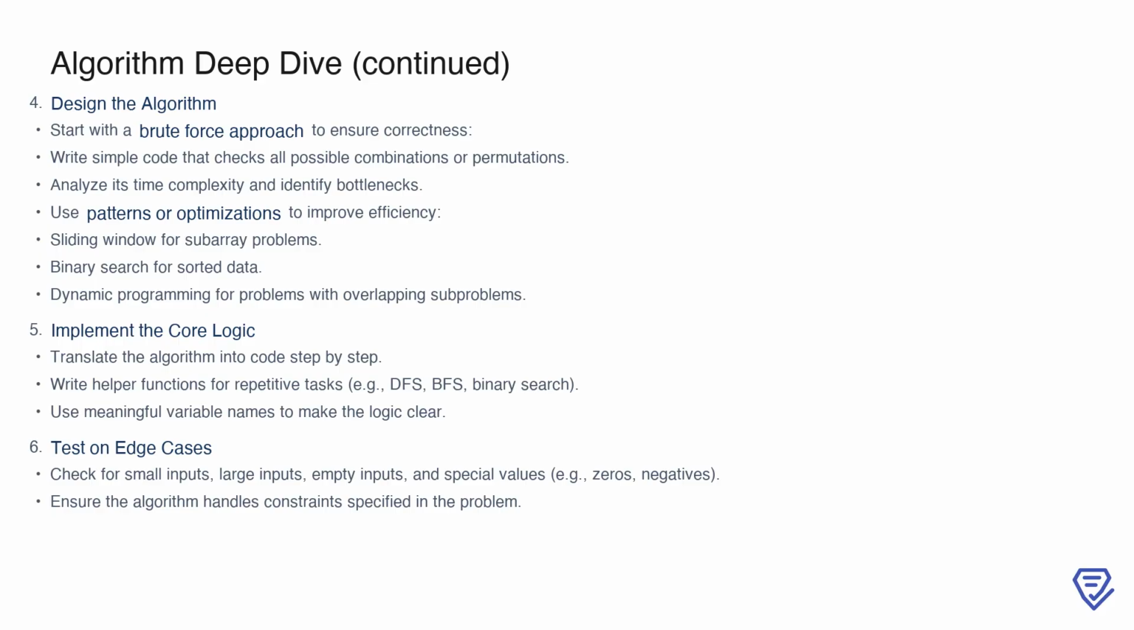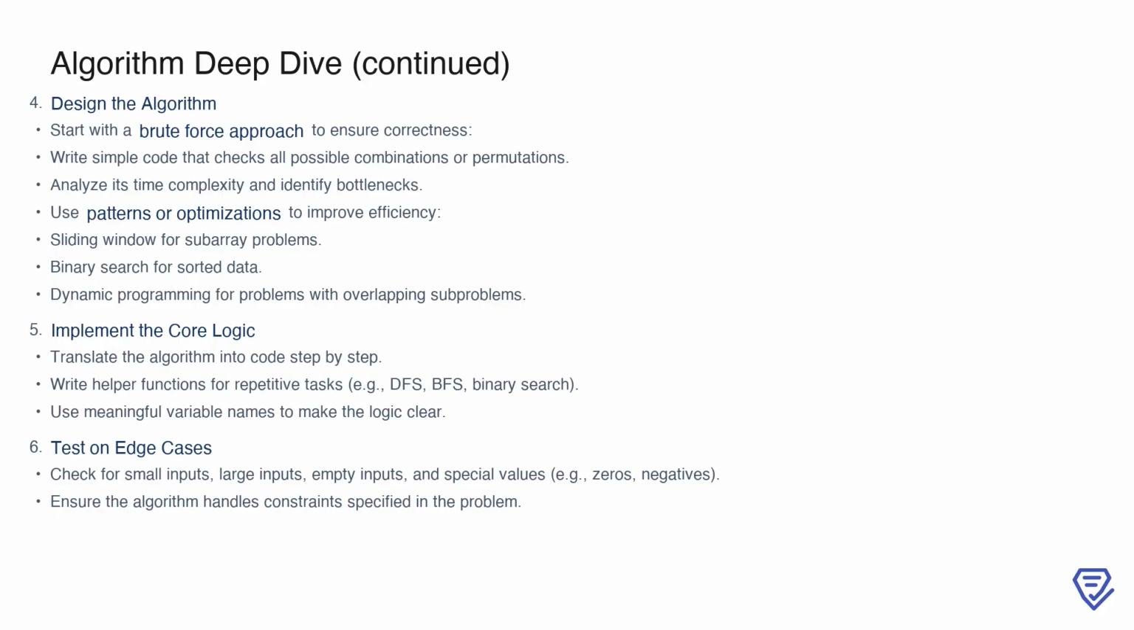Once the problem is understood and broken down, the next step is designing the algorithm. It's often helpful to start with a brute force approach to ensure correctness. This means writing simple code that systematically checks all possible combinations or permutations. While brute force is rarely efficient, it helps identify potential bottlenecks and understand the problem deeply. From there, you can use established patterns or optimizations to refine the solution.